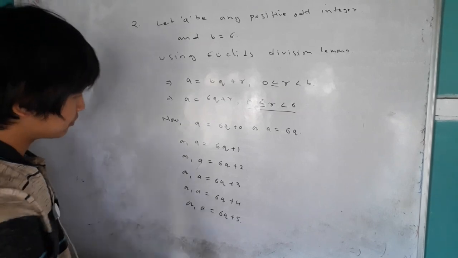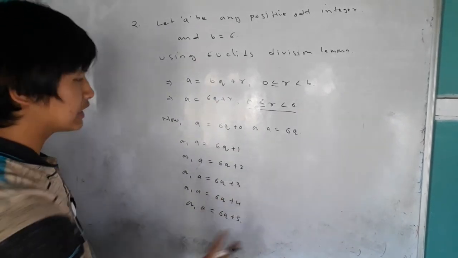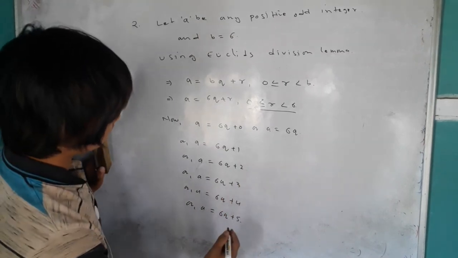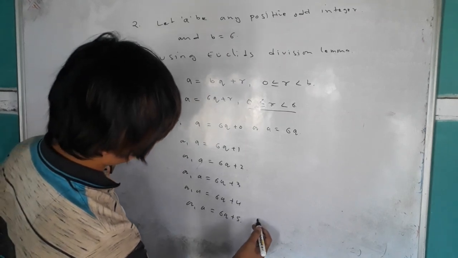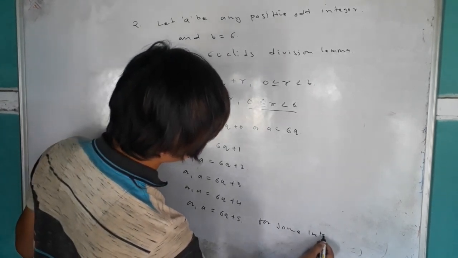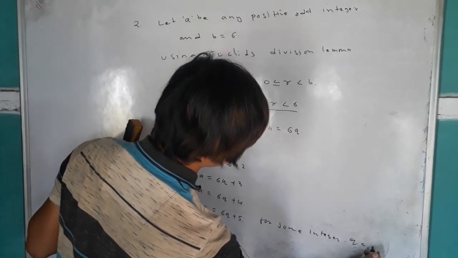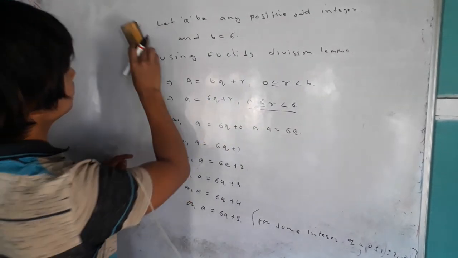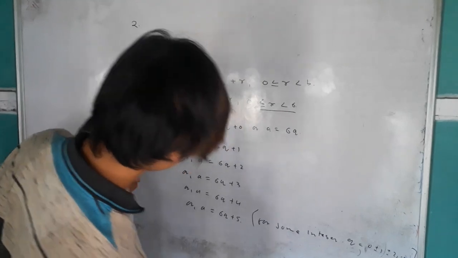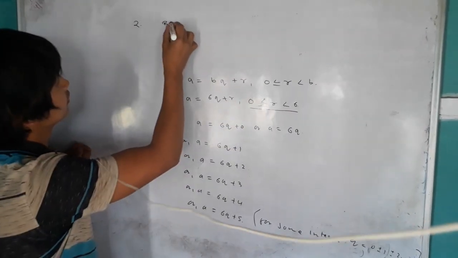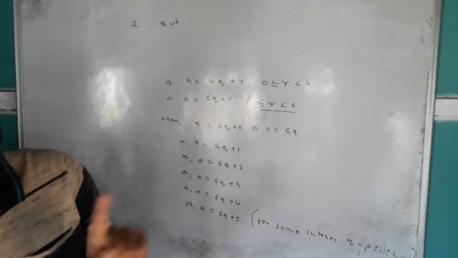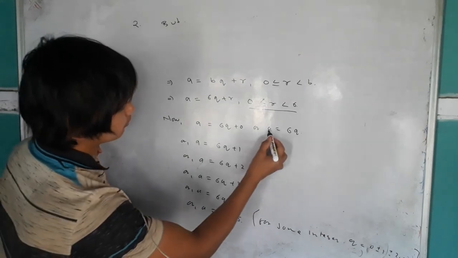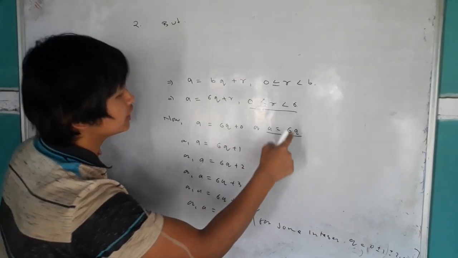Okay, so for some integer Q, Q means integer: 0, plus minus 1, plus minus 2, and so on. But what you found, according to what the question is asking, is a positive odd integer, so you cannot have this, because this is a positive even integer.